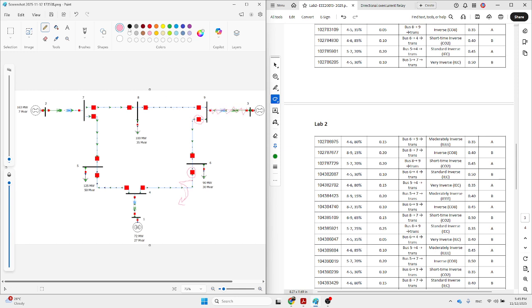So our relays start by this one. This is the first and last relay. So the distance relay for this student is placed by here. Zone one covers this line, zone two, of course, covers this one, and zone three is the challenge. It must cover this one or this one.